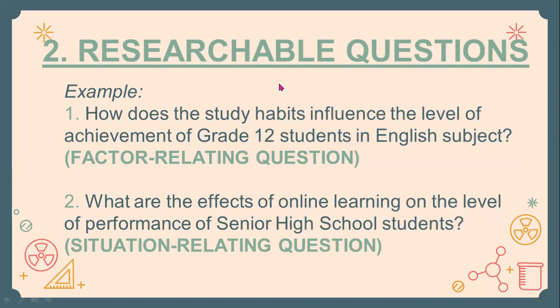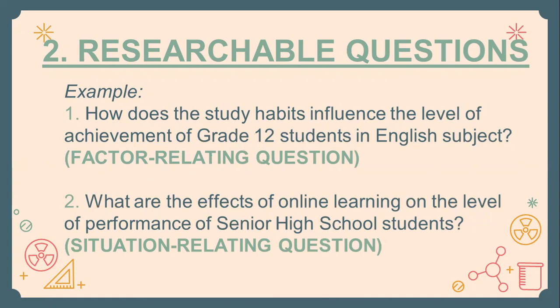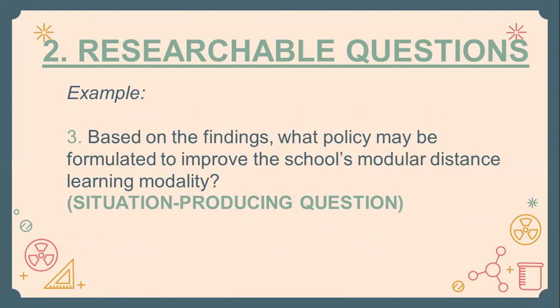Okay, number 1. How does the study habits influence the level of achievement of grade 12 students in English subject? This one is what we call factor relating question. Okay, factor relating question. Kanina, ito, factor isolating question. This one, factor relating question. Hindi ko lang nalagay kanina. So, number 2, what are the effects of online learning on the level of performance of senior high school students? This is what we call the situation relating question. And we have also here number 3 example. Based on the findings, what policy may be formulated to improve the school's modular distance learning modality? And this is the situation producing question.